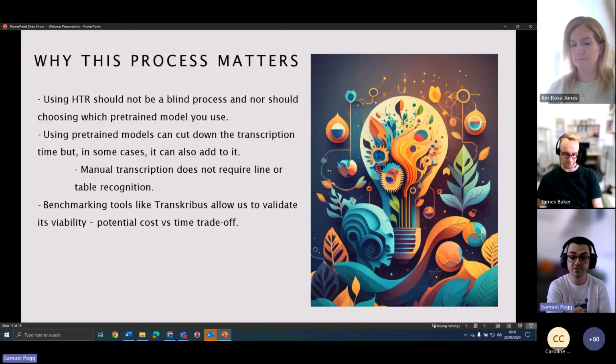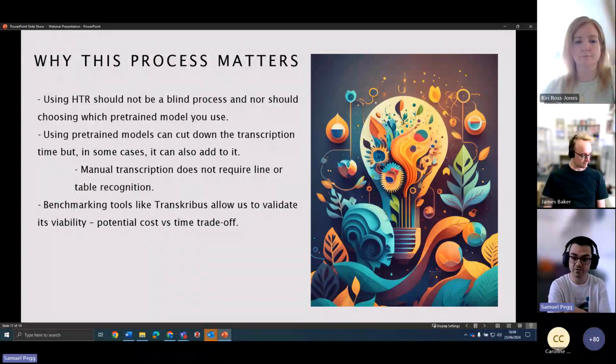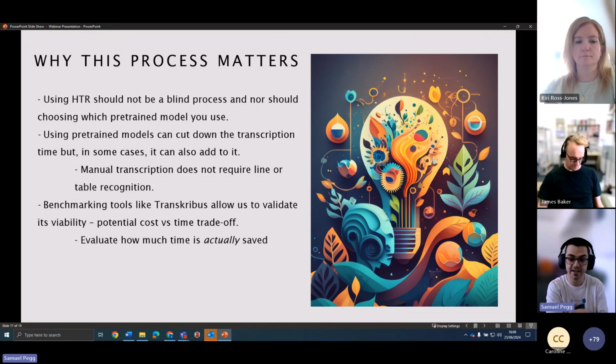Benchmarking tools like Transkribus also allow us to validate its viability, especially as it can be seen as a cost versus time trade-off. Travelling Plants benefited from volunteers, and so using Transkribus would have been an added cost to the project. However, not all projects had that sort of support that Kew had during that period. So the process of benchmarking and recording how long these processes take and their success rates means we can compare results to manual transcription for validation of this approach.